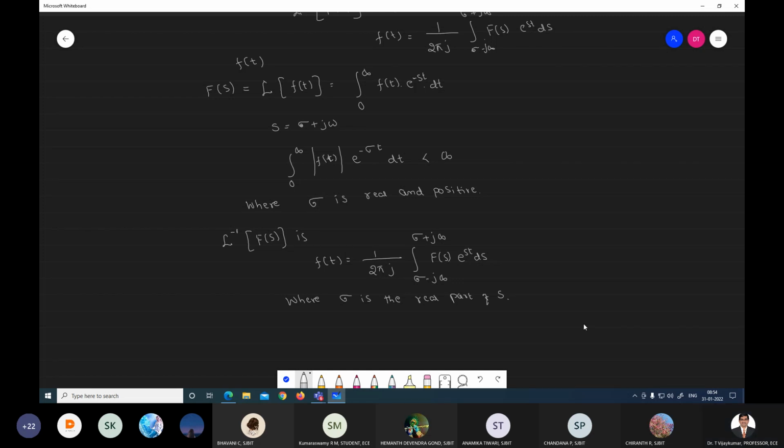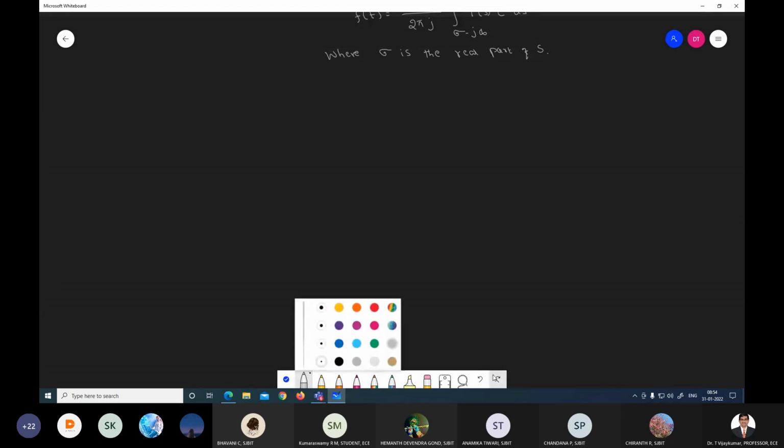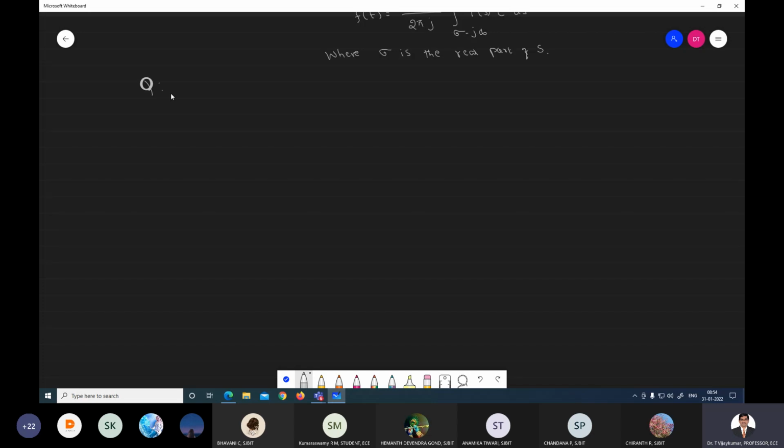Note down the question. Calculate the Laplace transform of f of t equal to k for t greater than or equal to 0, and 0 for t less than 0, where k is a constant.